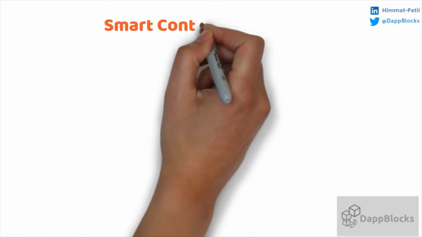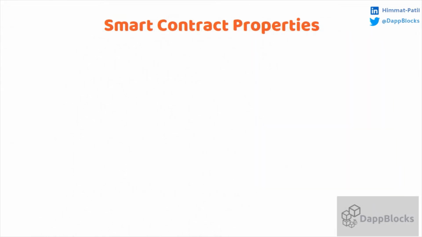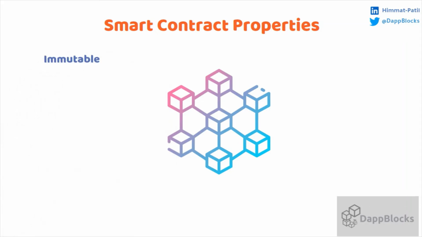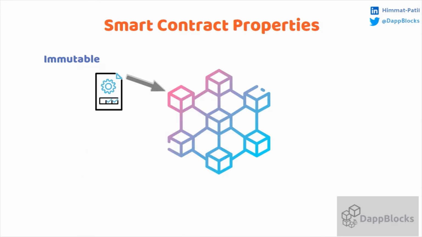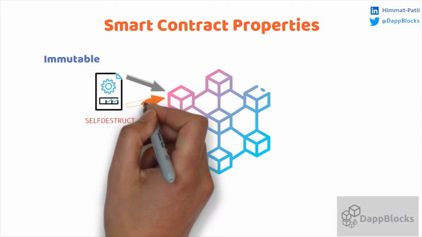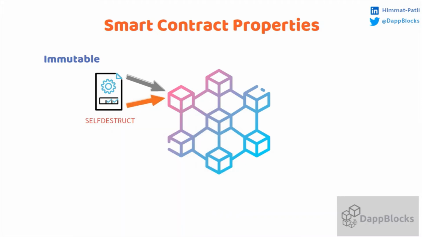Let's see some smart contract properties. Immutable. Once deployed, smart contract code cannot be changed. A contract can be deleted using the EVM opcode called self-destruct. We should test all functionalities of the smart contract before mainnet deployment. Suppose you realize you missed some part of the code or some scenario or condition to handle in the code, then there is no way to modify it. You have to redeploy the smart contract and pay the gas amount one more time. So it's better to test all the functionalities before actual deployment.